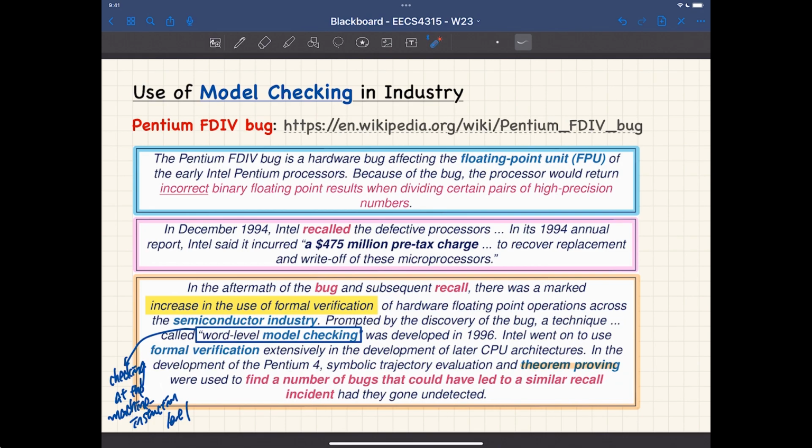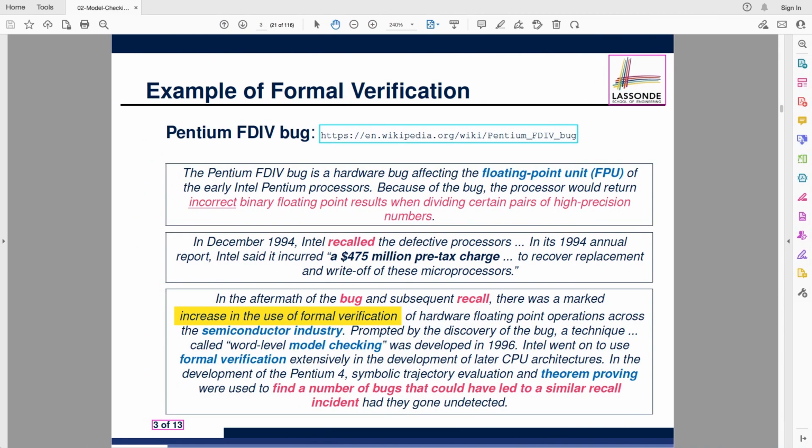But just remember, when you want to apply formal verification, you don't necessarily have to go one way but not the other. You can definitely combine both. That's the main thing. And then they definitely found a number of bugs that could have led to a similar recall incident. So they definitely find formal verification valuable, right? So that's one example where they use model checking. Of course, they didn't reveal the exact details, but that's the story. That one is just for your information. So model checking combined with theorem proving can really be very promising, okay, for anything you want to verify.